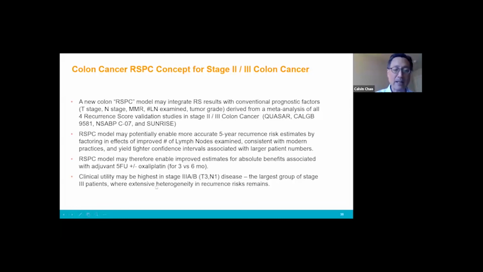And as well, this should impact the clinical utility of the test. So again, this is the largest group of patients in stage 3, T3N1, and there's a lot of heterogeneity still there, and we need further information to help us decide what is that patient's absolute risk and benefits from the different therapies.